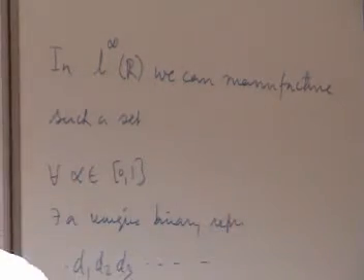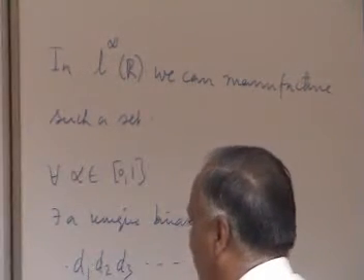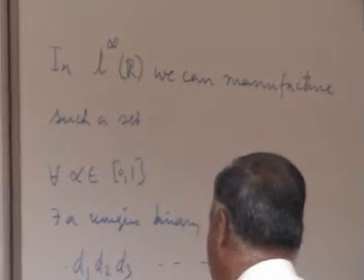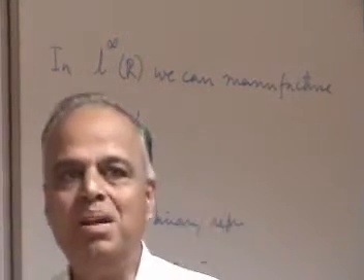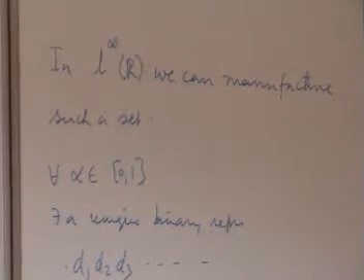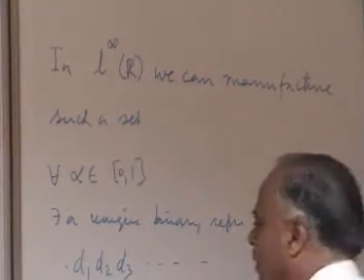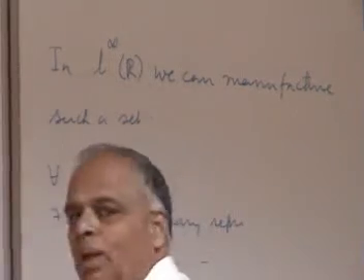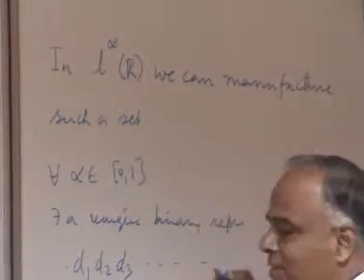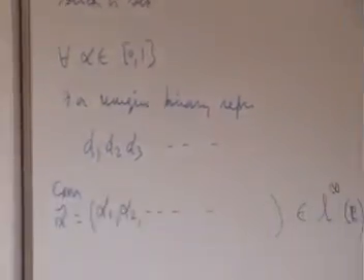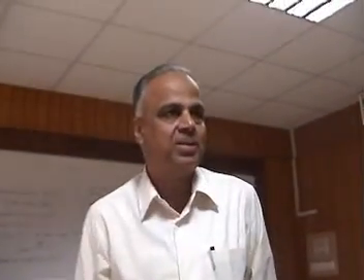Now this gives me a sequence. Consider the sequence alpha 1, alpha 2, alpha 3. This is certainly bounded because the entries can be either 0 or 1, and therefore it belongs to L infinity of R. So we will call it alpha hat. So with each alpha in (0, 1), I identify an element in the L infinity space. And what is the distance between them?